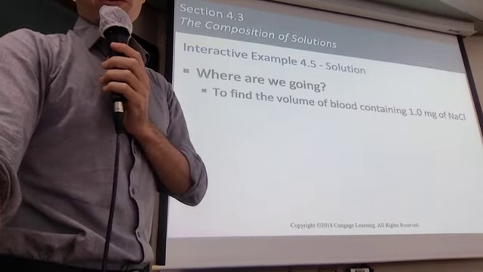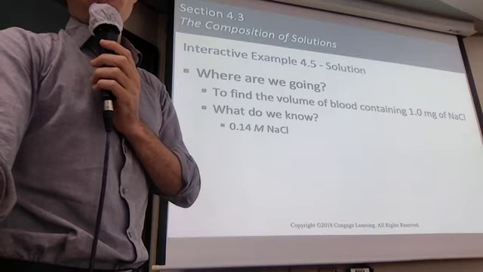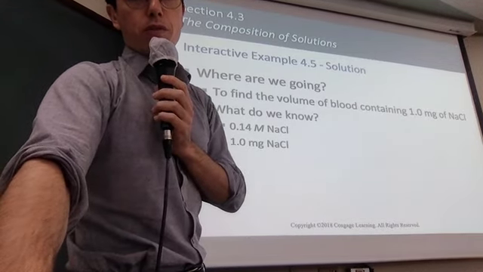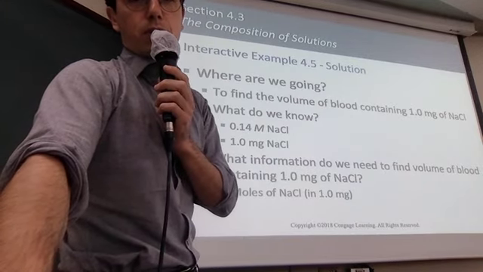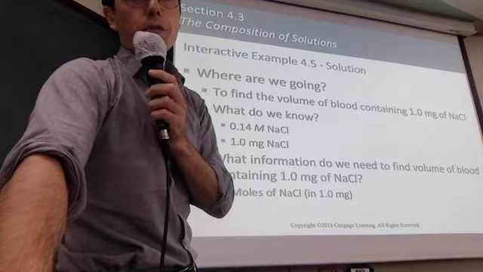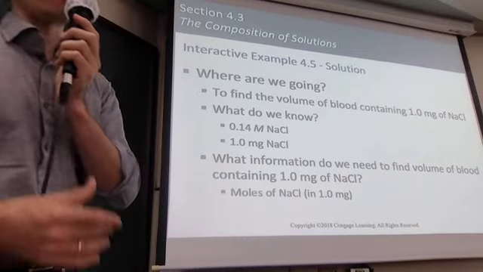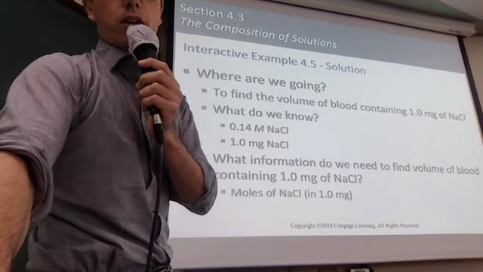Okay, so how do we approach this one? We want to find the volume of blood containing 1 milligram of sodium chloride, and we know the concentration. We know the mass. So we just have to use the equations that we have there. What information do we need? Well, we need to first know the moles, right? It's always good to go via the molar number. Once we know the molar number, we can easily use molar mass to convert this into a mass. So essentially we want to know the moles of sodium chloride in 1 milligram.